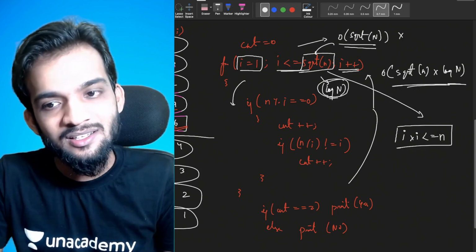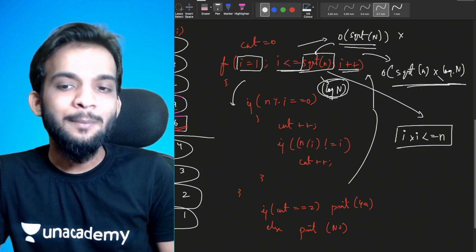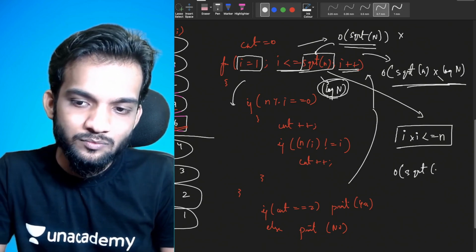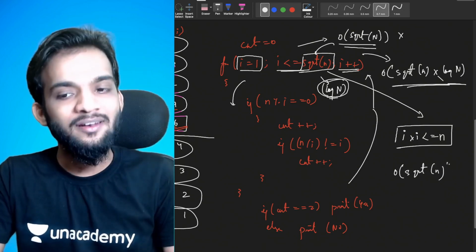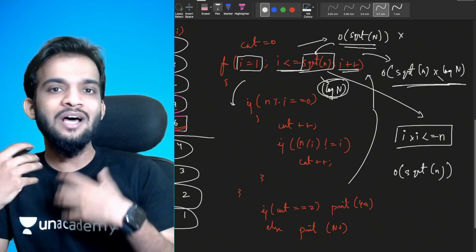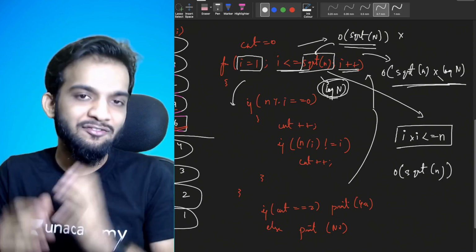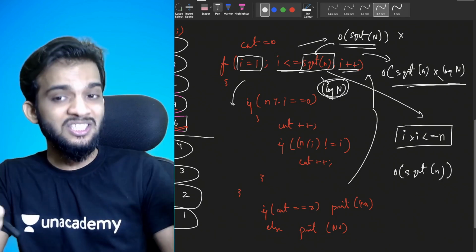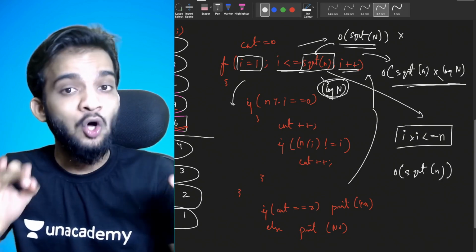That is why I said this has square root n, but if you omit this and write this, the complexity will become square root of n. There are other methods, but they have some error rate. This is the most optimal method for checking primes.